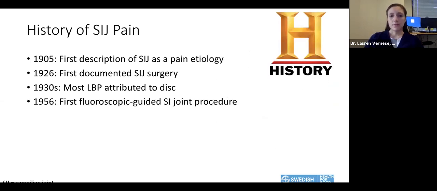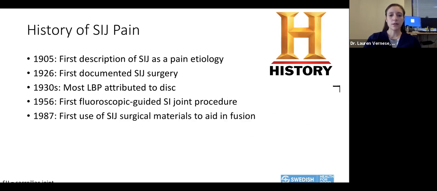However, around 1956, the first fluoroscopic guided SI joint procedure was performed that actually was a provocative procedure, proving that provocation of pain in the SI joint reproduced the patient's symptoms. So again, the SI joint was then considered a possible pain generator for low back pain.